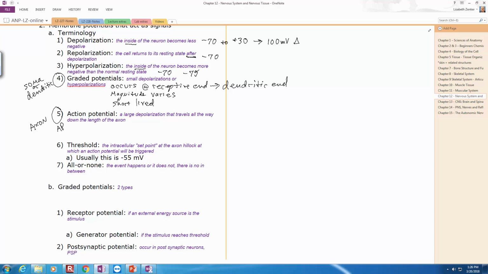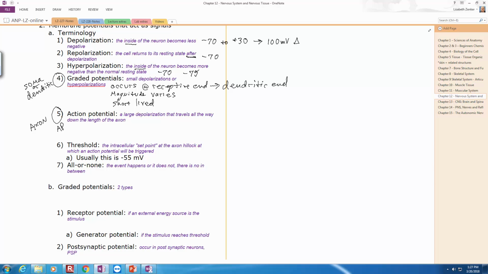Do you think it matters how long the axon is? Nope. Do you know how long one of your axons is? I'll give you a hint. Your sciatic nerve. It's about, depending on how tall you are, probably taller than me, about 1 meter long. So what we're saying is this action potential, a large depolarization that travels all the way down the length of the axon. If we happen to have an axon longer than 1 meter, it would go all the way down that 2 meter, 3 meter. We don't have any that long, but it would travel the whole way and it shouldn't attenuate.